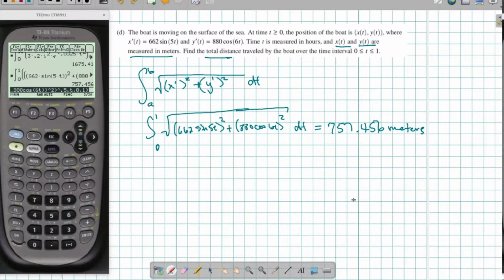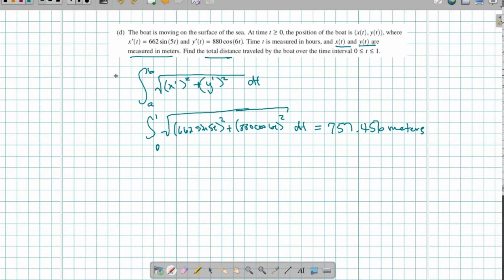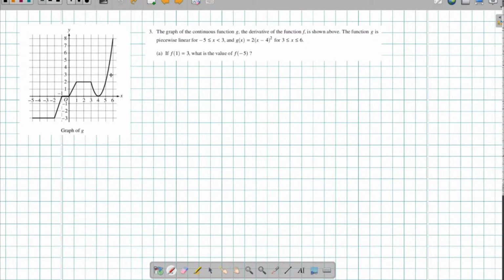And so that's our calculator section. So let's go ahead and get rid of our calculator, and we will move on to the rest of our test. And on to problem 3. Problem 3 says the graph of the continuous function g, the derivative of the function f, is shown above. The function g is piecewise linear for -5 less than or equal to x less than 3, and g of x equals 2 times the quantity x minus 4 squared for 3 less than or equal to x less than or equal to 6. And part A says that if f of 1 is 3, then what's the value of f of -5?